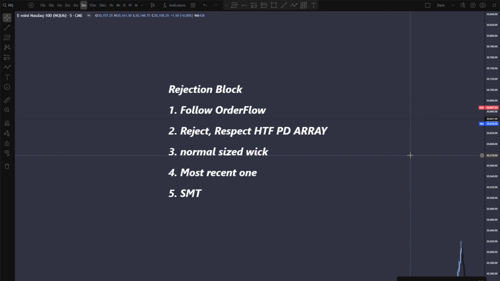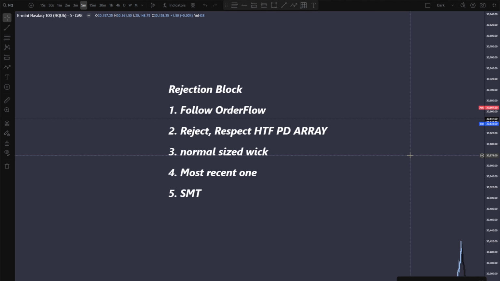Couple things that you're looking for, all right? Rejection blocks, it's going to be a wick. You want it to be a normal size wick, okay? You want it to follow order flow. You want it to respect high time frame PD arrays. And you want it to reject from going lower or higher, whatever the opposing trend is.